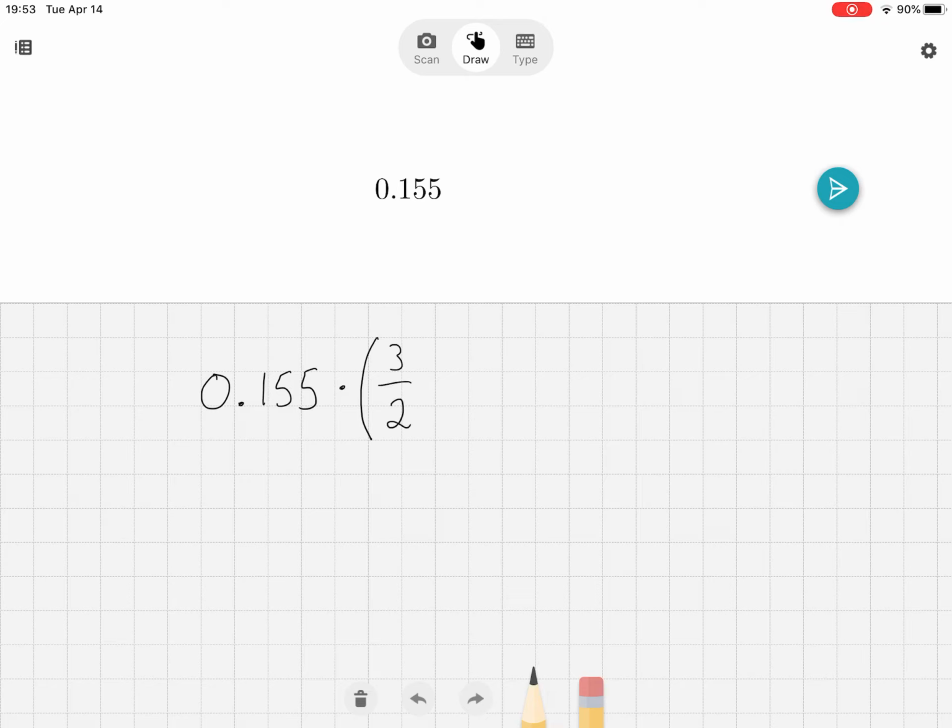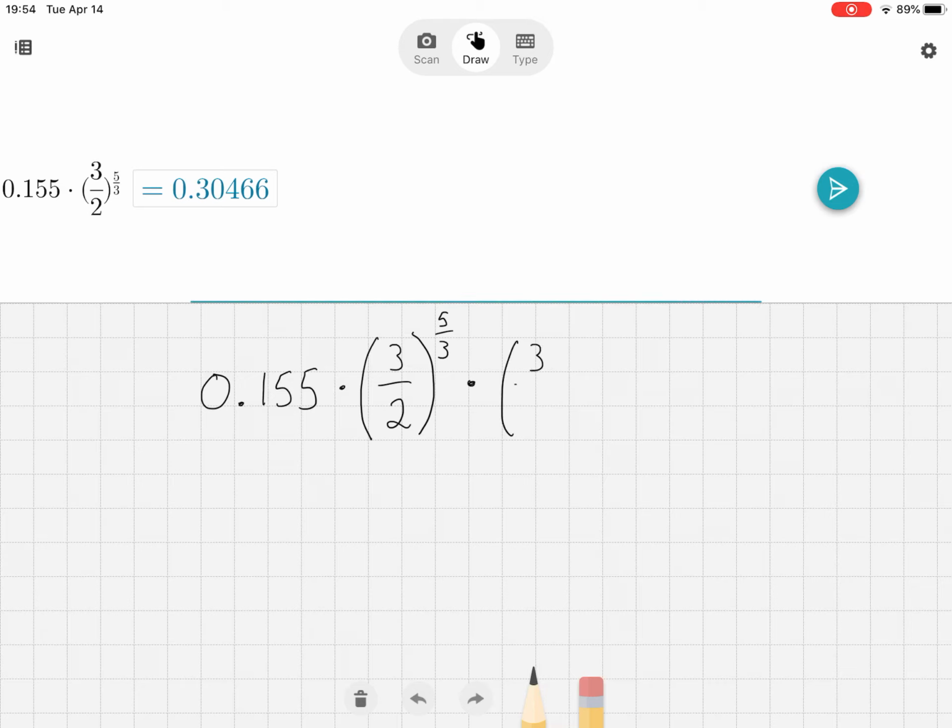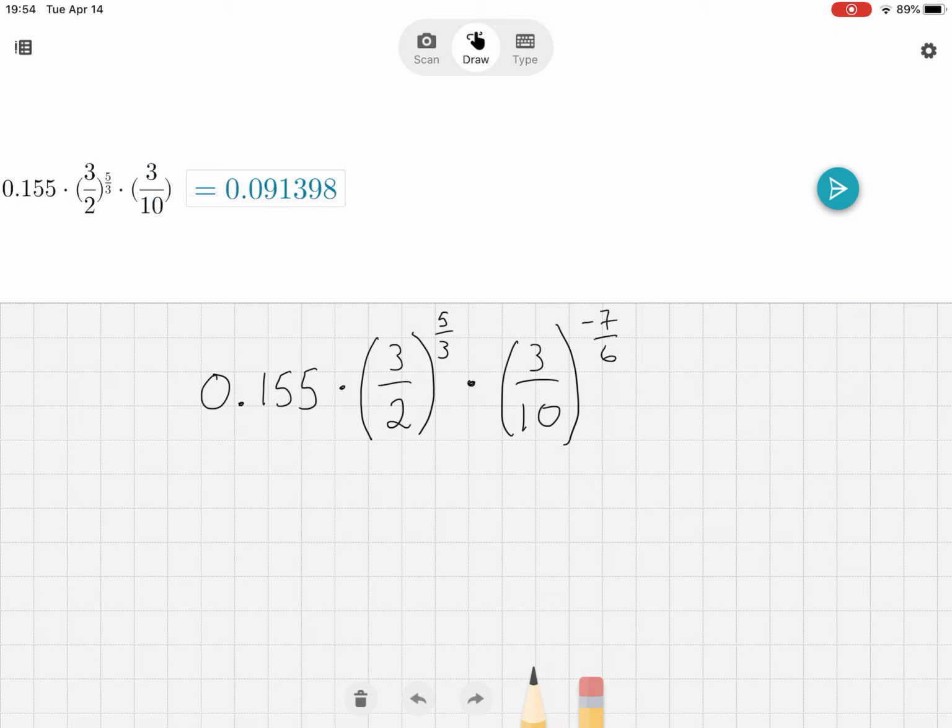0.155 times 3 over 2 to the power of 5/3. Let's see if it picks this up. Times 3 over 10 to the power of negative 7 over 6. It gives us an answer of 1.2412. I don't know if that's the correct answer or not, but let's remember that.